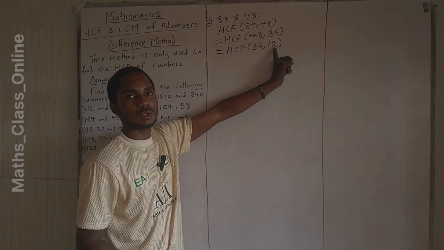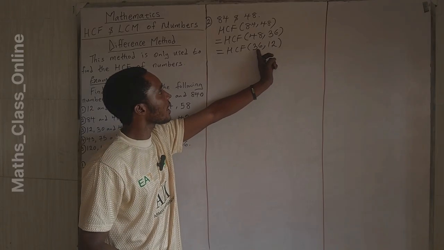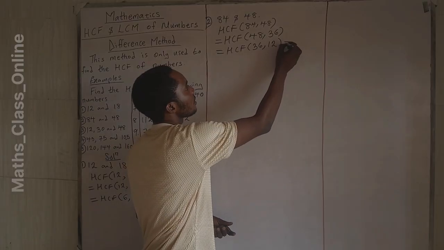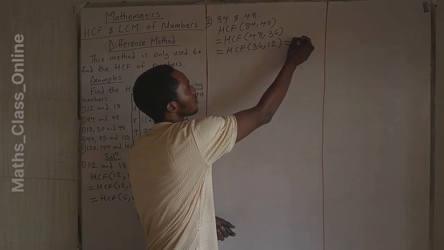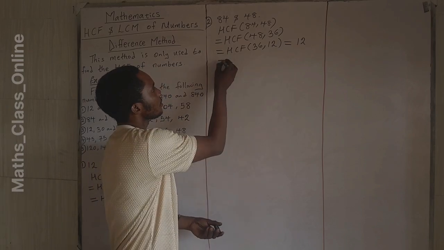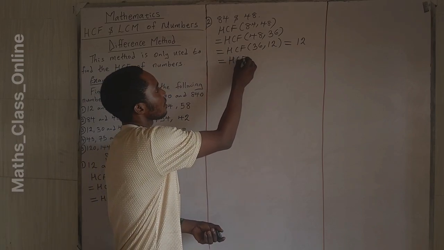The least number here is what? Is 12. Can 12 divide 36? Yes, 12 can divide 36. That means that the HCF is what? Is 12. We may decide not to stop here. This is equal to HCF.